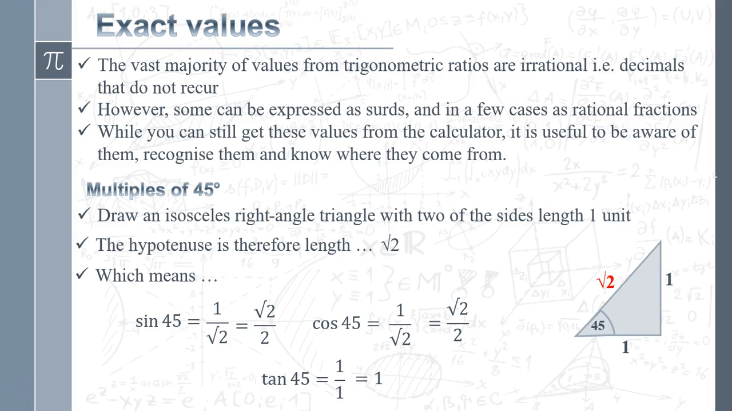So what this means is those values are all expressed in terms of surds, or they are rational, and at the same time this would apply to multiples of 45. So for example 135, 225, sorry, 315, and so on. Those kind of values as well will pop up with root 2's appearing. So multiples of 45, that's the first one.